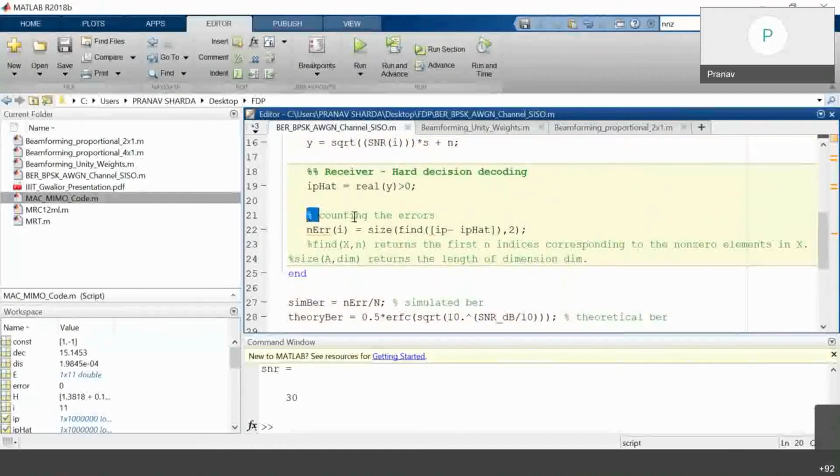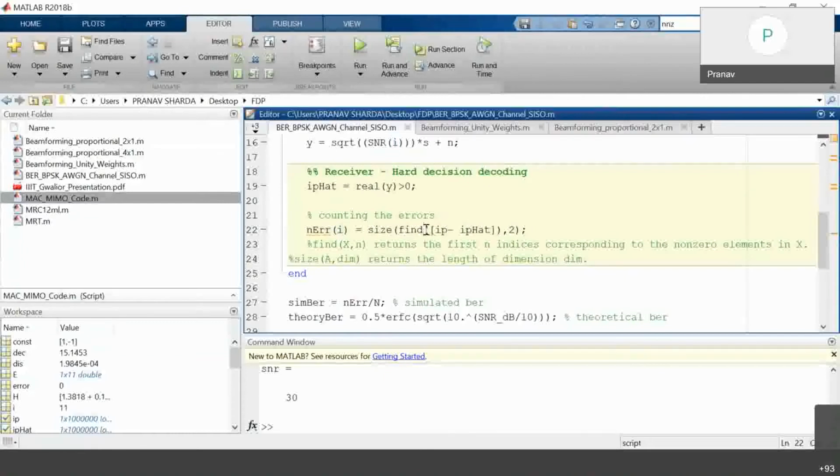Now we will count the number of errors at the receiver side when we are decoding a particular symbol. So we will see how many errors we are encountering at the receiver side. So in order to count the number of errors, see this I is running, the for loop is running for a particular SNR value, and we have n number of iterations. I mean, for different SNR values, this loop will run, right? So what we are doing, we have used two commands over here. You can see.